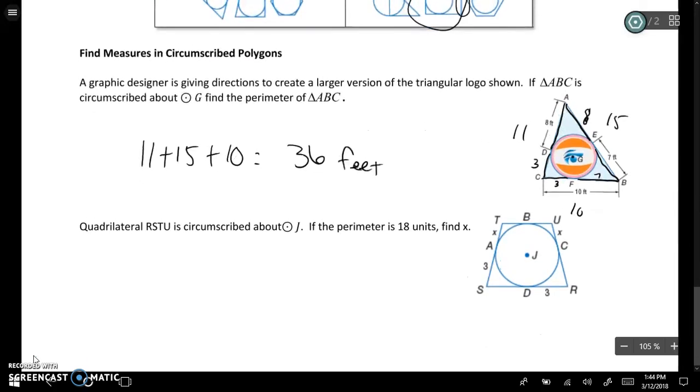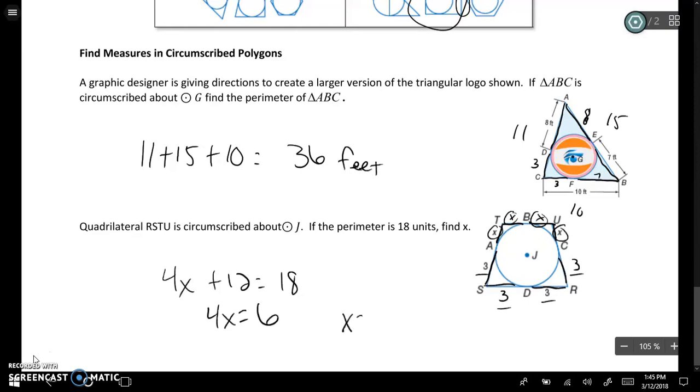Okay, try this last one. Quadrilateral RSTU is circumscribed about circle J. If the perimeter is 18 units, find x. Well, since this guy is x, that means this one is x. Since this is x, that means this is x. Since this one is 3, that means this one is 3. And since this guy is 3, then that means this guy is 3. So if we add all these together, we're going to get 1, 2, 3, 4x plus 3, 6, 9, 12 going to have to equal 18, which means 4x is 6, which means x is 1.5.